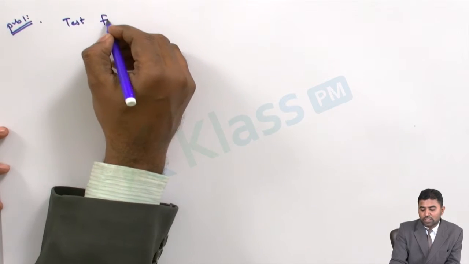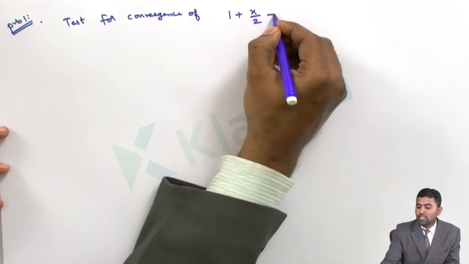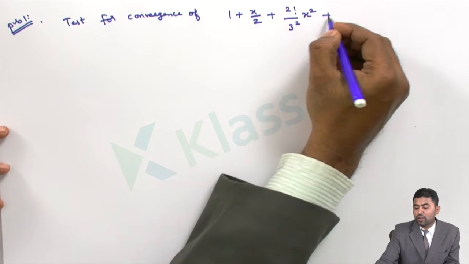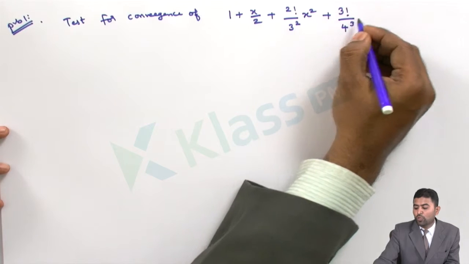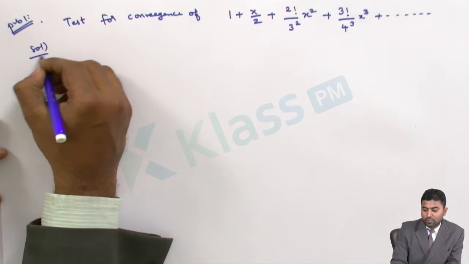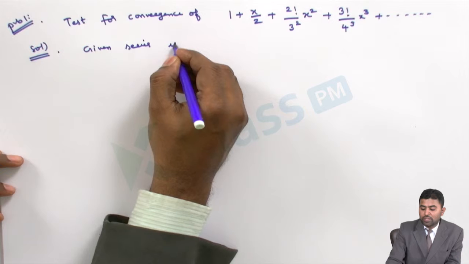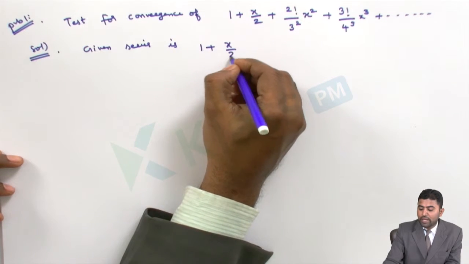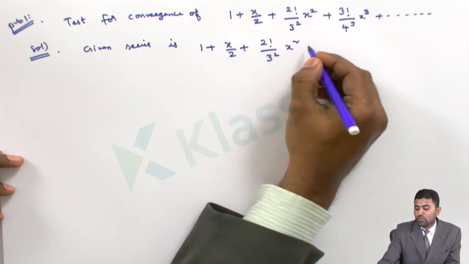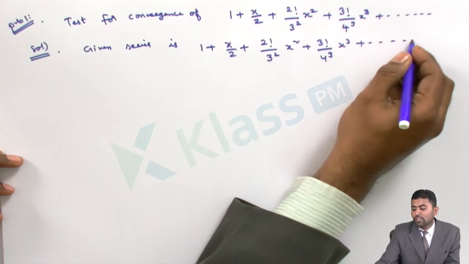Test for convergence of 1 plus x by 2 plus 2 factorial by 3 square into x square, 3 factorial by 4 cube into x cube, plus and so on. Okay, given series is 1 plus x by 2 plus 2 factorial by 3 square into x square plus 3 factorial by 4 cube x cube, plus and so on.